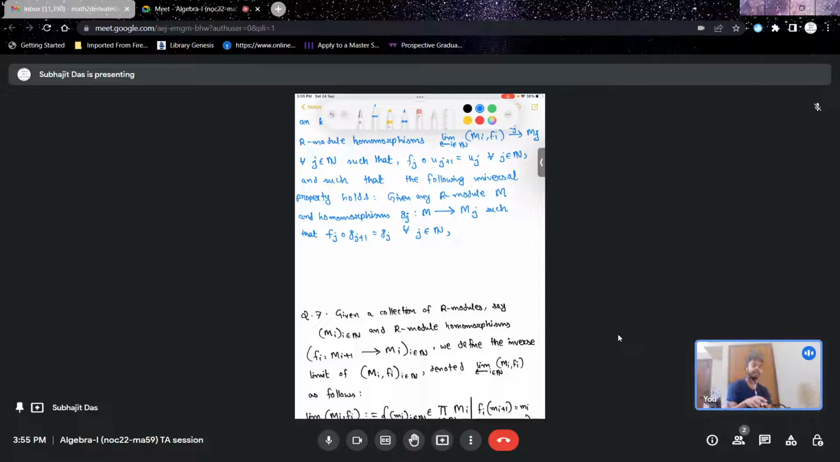So given any such R module M and any homomorphisms Gj from M into Mj, such that all these small triangles commute, there should exist a unique R module homomorphism. Just observe the picture: you have the limit object here and you have this M here, so you should have a unique arrow from M to this limit object.